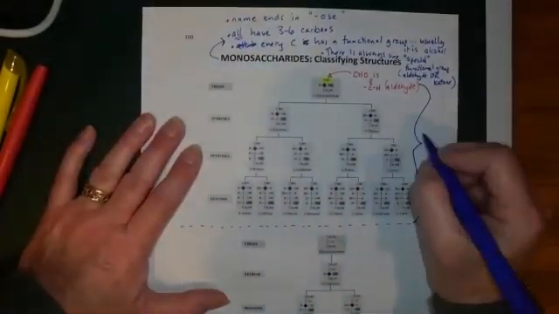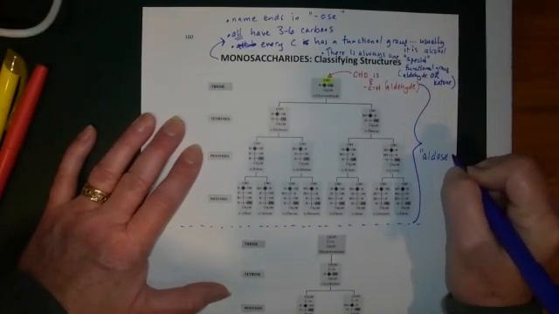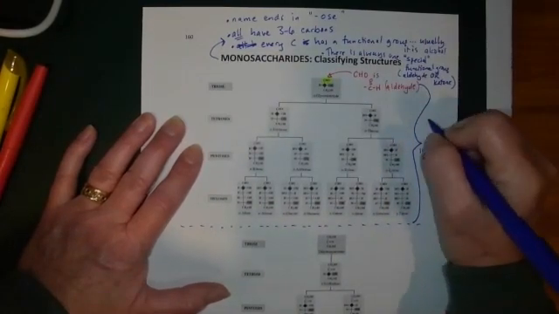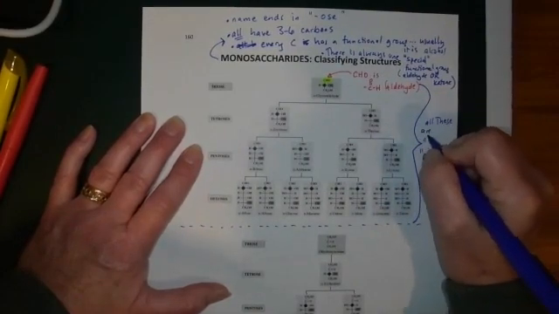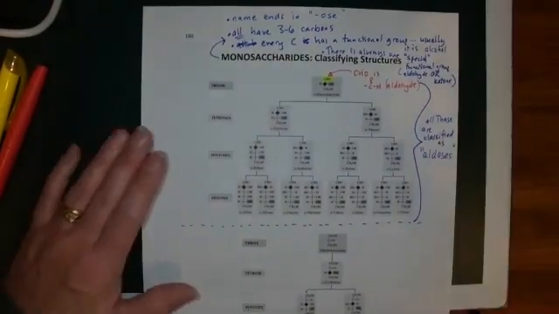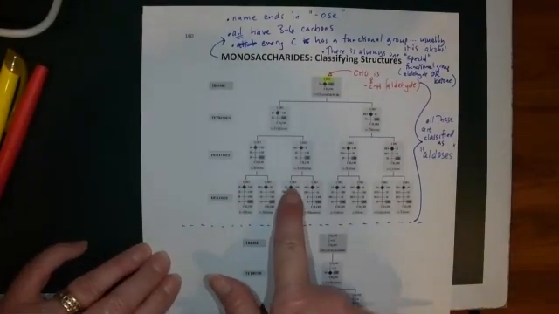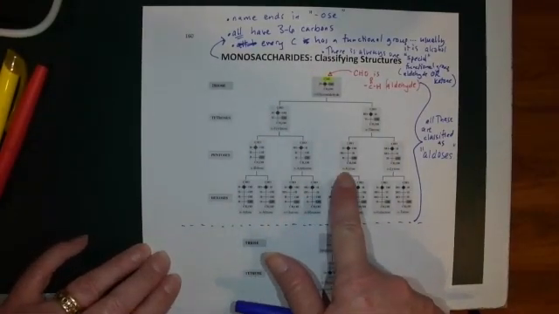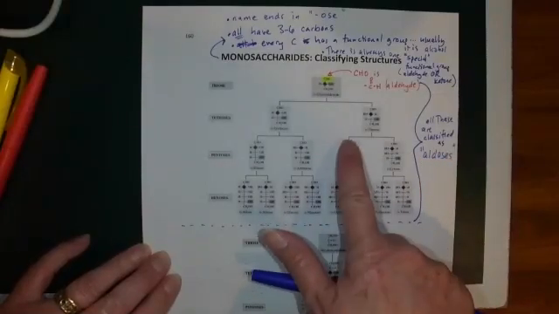And because they have aldehyde as their functional group, these are all referred to as aldoses. All of these are classified as aldoses. Glucose is an aldose because it has aldehyde. Xylose is an aldose: ose because it's the sugar, and ald because aldehyde.